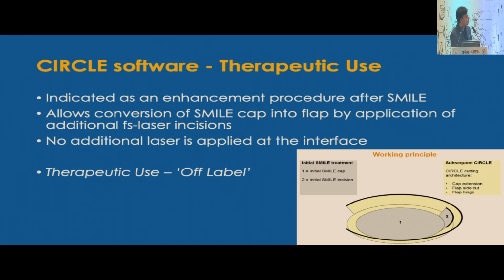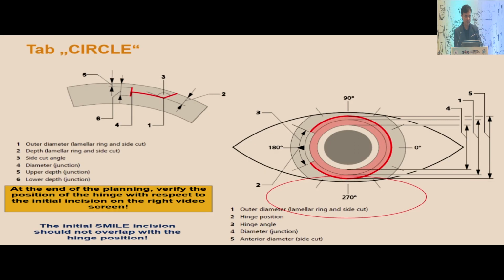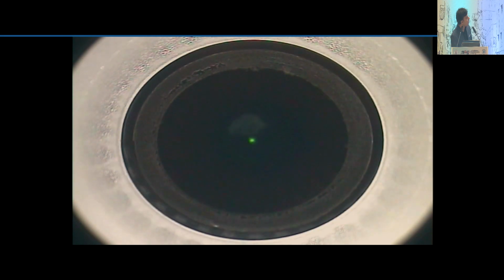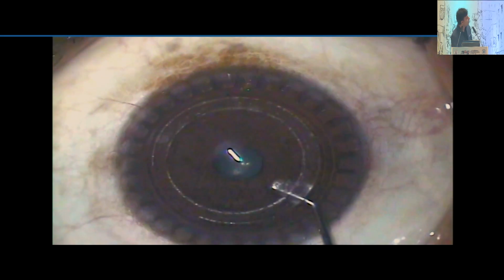So in this case, we actually used in a novel way the CIRCLE software, which is typically used as an enhancement modality for SMILE, which allows the conversion of a SMILE cap into a flap by those extra additional femtosecond laser pulses which come in a donut fashion. This is how the CIRCLE software works, and as you can see, there is something called a junctional cut which goes 10 or 20 micron above and below the junction of the side cut of the new CIRCLE donut versus the initial lamellar cut, and you can open up the same lamellar flap. So as you can see, this is the CIRCLE software that I'm using. This is how we got an entry into the interface of this post-SMILE epithelial ingrowth.